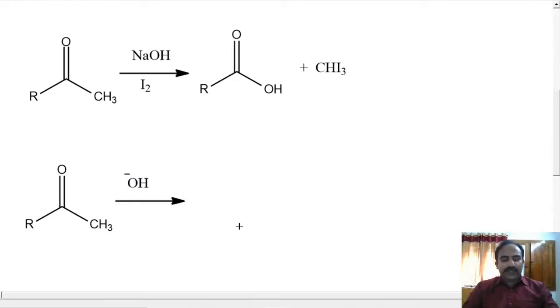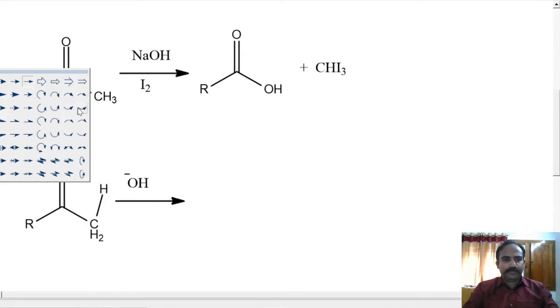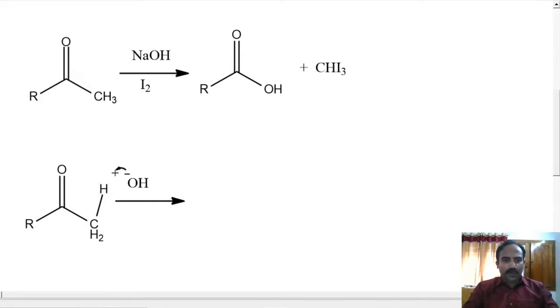OH minus is the base, and it will pick up a proton from the alpha carbon atom. So alpha hydrogen will be picked up by this base, as the negative charge is resonance stabilized. Show one hydrogen separately. So OH minus is picking up this proton, and the old bond is breaking. Both electrons go to this carbon. That means carbon is getting an extra electron. So carbon will have a formal negative charge.